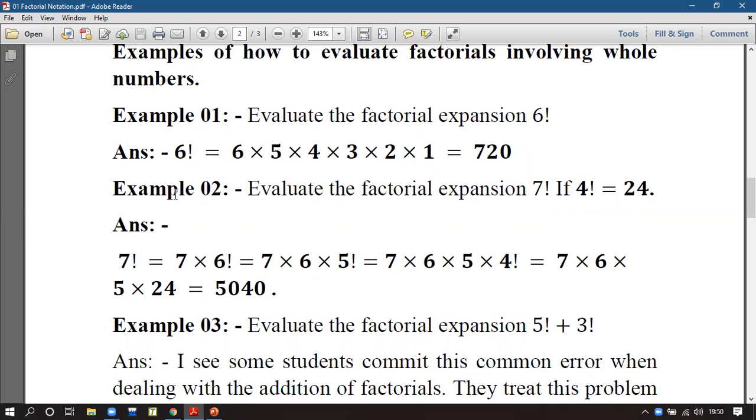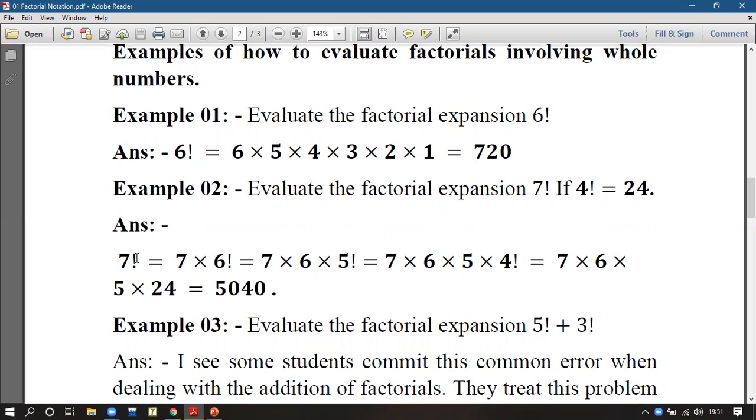Now, the next example is to evaluate factorial 7 if factorial 4 is equal to 24. That means we want to use the value of factorial 4 to find the value of factorial 7. This is very important. That's why I said previously that the first way is more appropriate. Here factorial 4 is equal to 24 and we want to find the value of factorial 7.